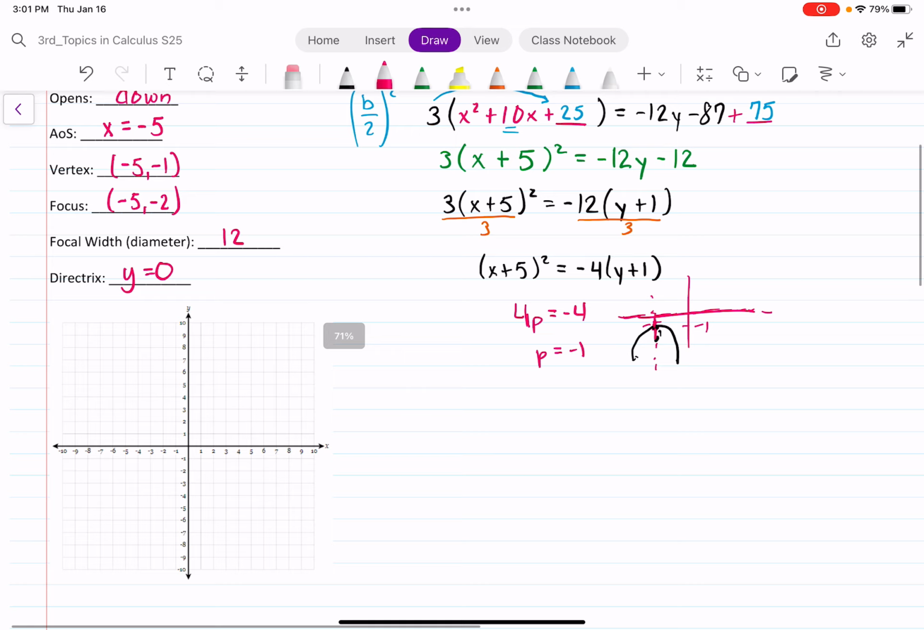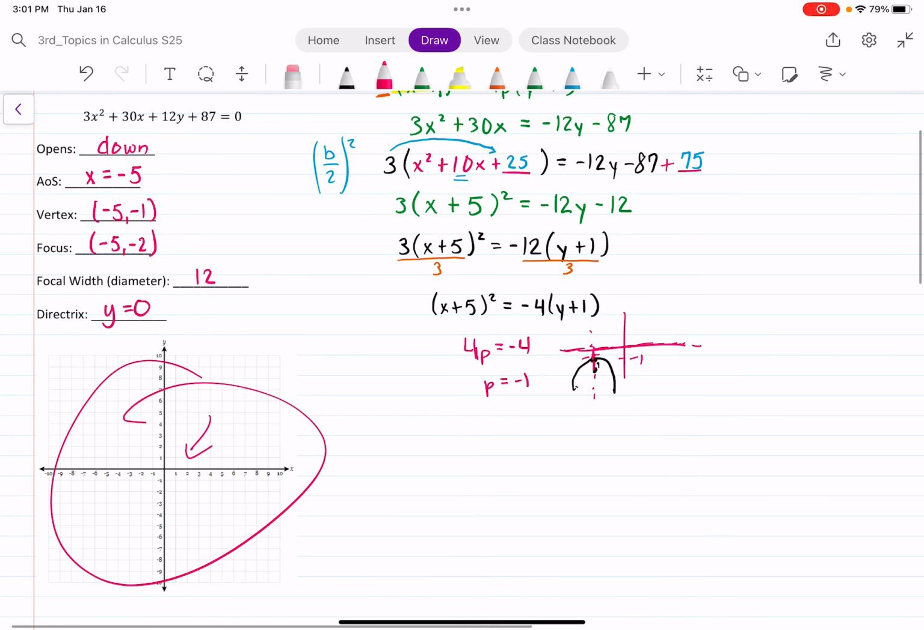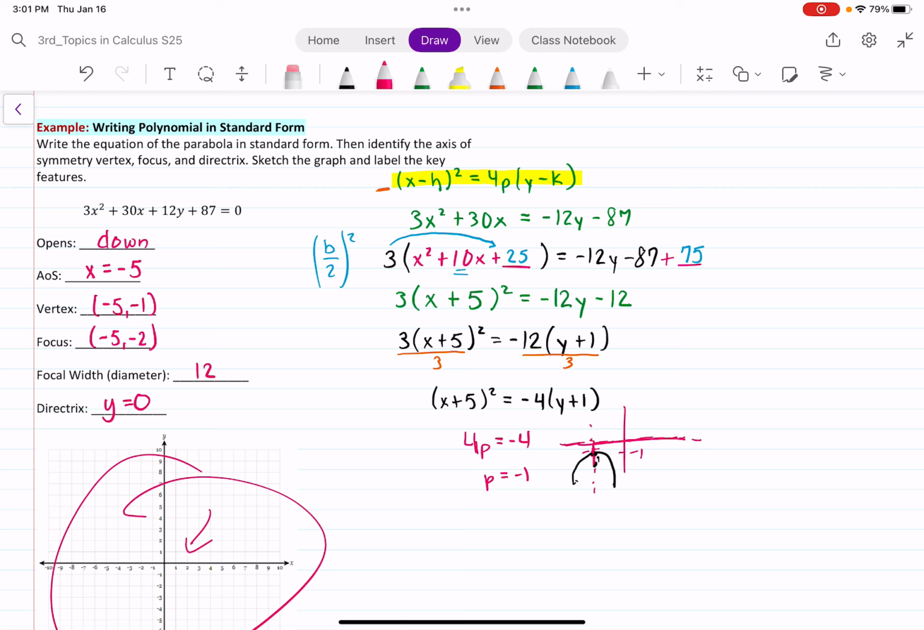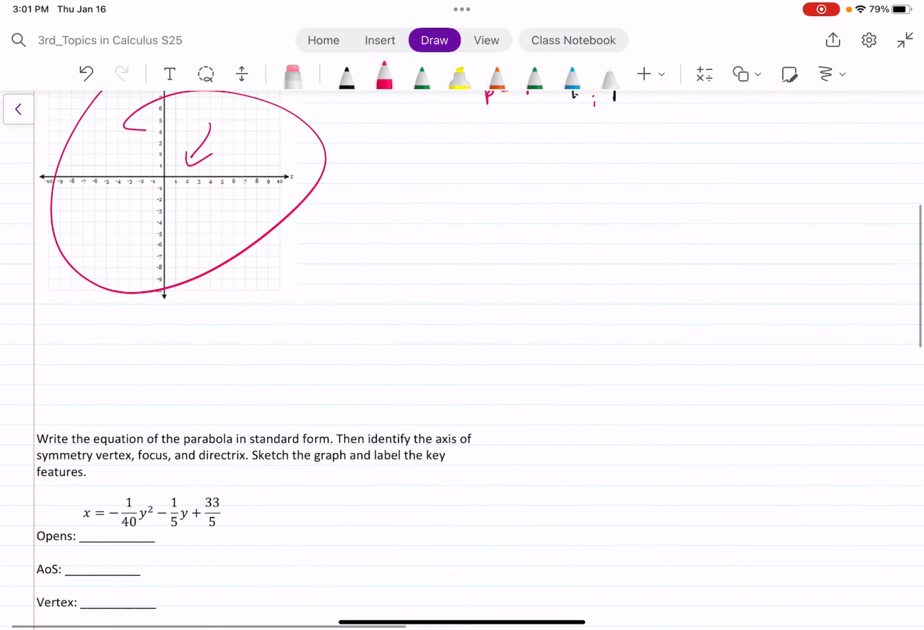And then if you wanted to, you could just graph it accurately here, okay? So that is how you apply what we did in yesterday's lesson with the knowledge of completing the square. Let's do one more problem.